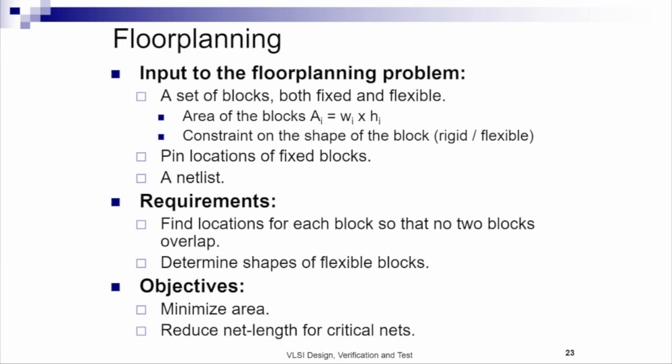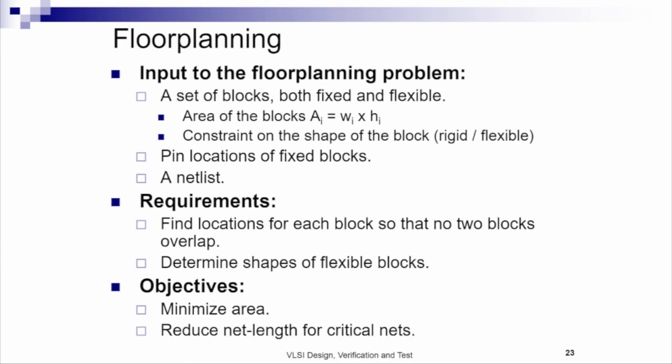Then what do we do at the floor planning phase? The input to the floor planning phase is a set of blocks, both fixed and flexible. The area of each block, A_i equals W_i cross H_i, width cross height, is known. The constraint on the shape of each block, rigid or flexible, is known. The locations of the terminals, the pin locations of the fixed blocks, are known. And we know the interconnection among blocks as the netlist. What do we require? We require to find locations of each block so that no two blocks overlap. So we want to obtain a relative placement of the blocks with respect to each other, so that none of them overlap. Okay, so what is the objective?